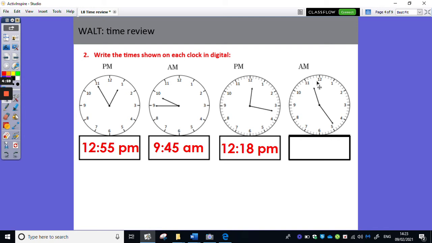And then finally another one with minutes. So I can see it's just gone past 11 and we have 5, 10, 15, 20, 21, 22, 23, 24 minutes past. So it should be 11:24 a.m. Okay, so hopefully you've managed to have a go at those. Do pause it and have a think about it if you're not quite sure still, and then come back when you're ready to move on.